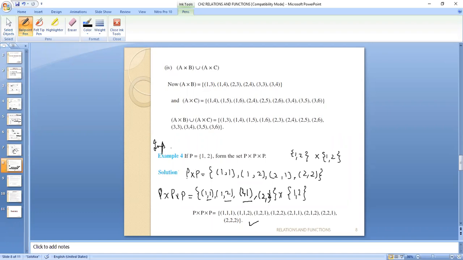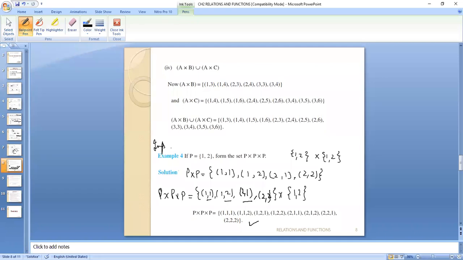First we are multiplying P with P, so for my help I have written P {1, 2} and {1, 2}. I am multiplying 1 with 1, 1 with 2, then 2 with 1, 2 with 2. I now have 4 elements. Now P cross P, which is the set of 4 elements, I am multiplying with {1, 2}. So how many elements should I have? 4 into 2, 8. 1 2 3 4 5 6 7 8. So I have 8 elements in P cross P cross P.